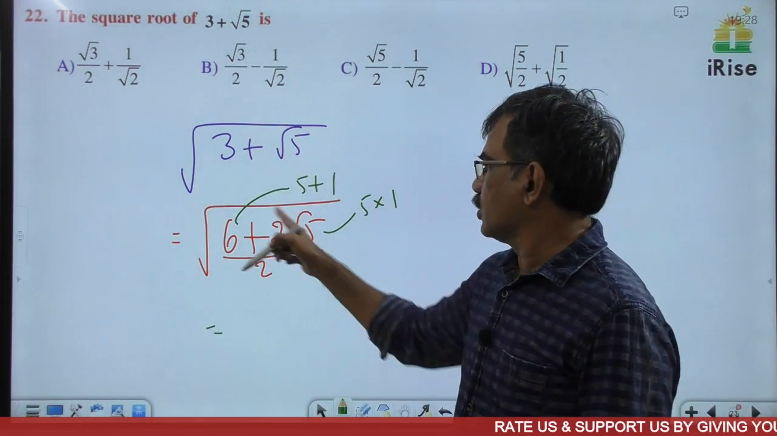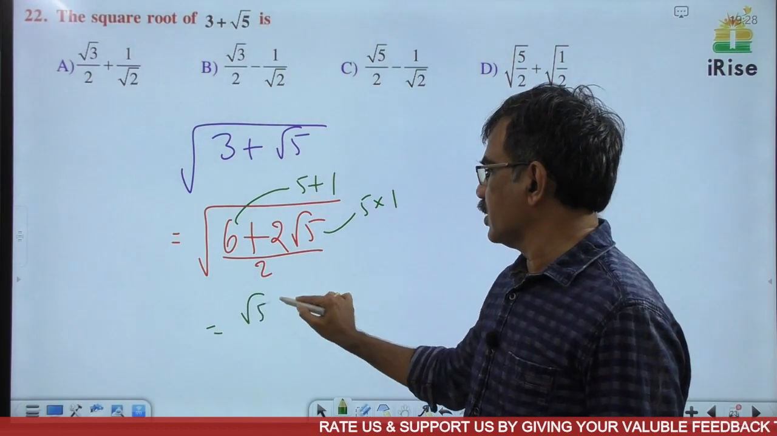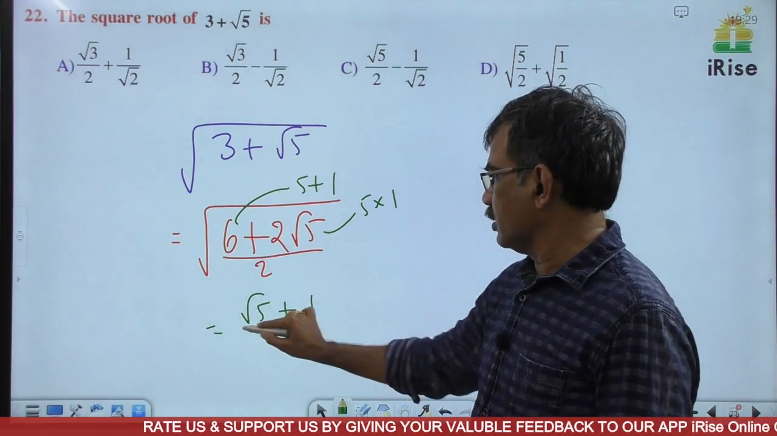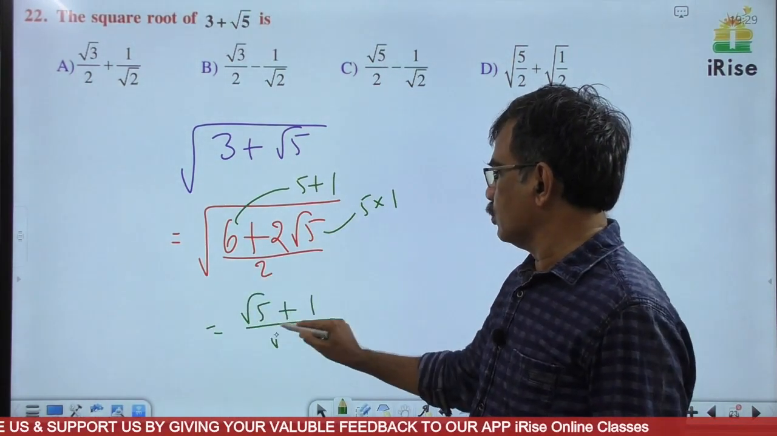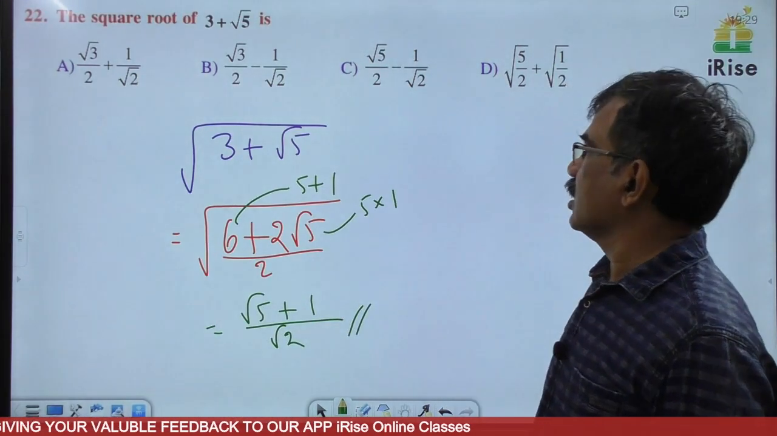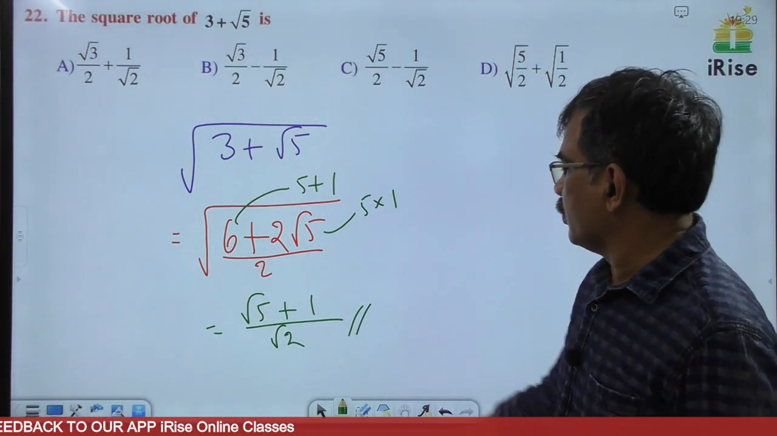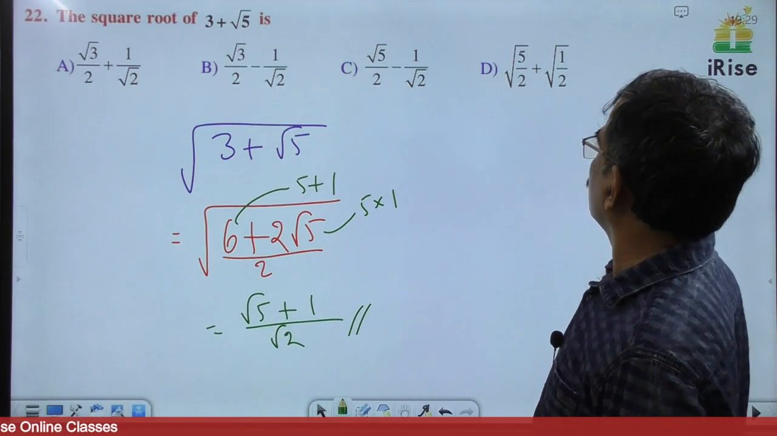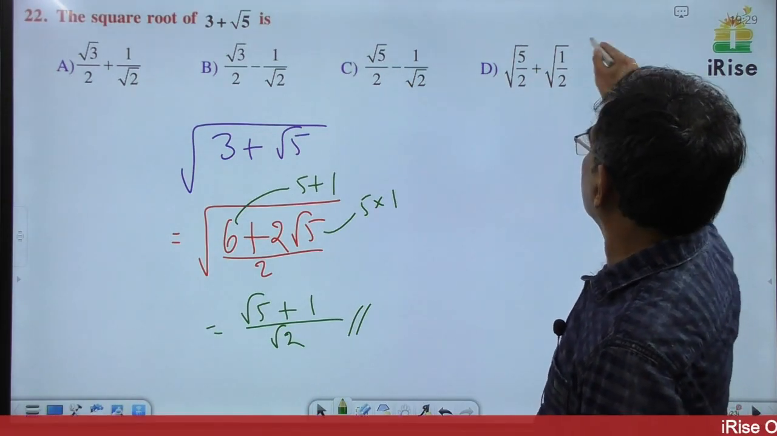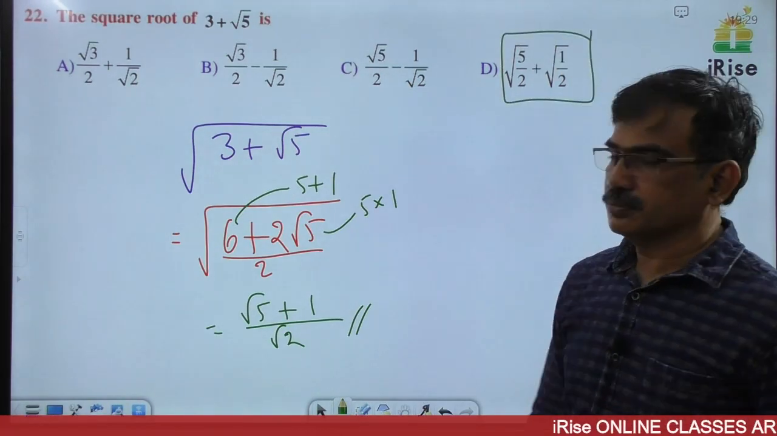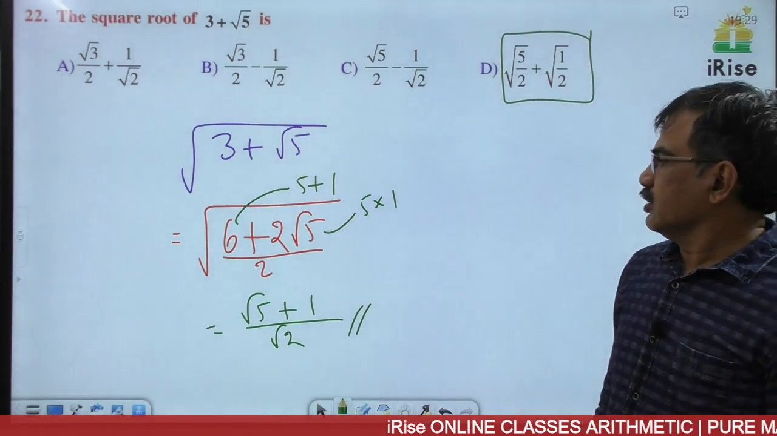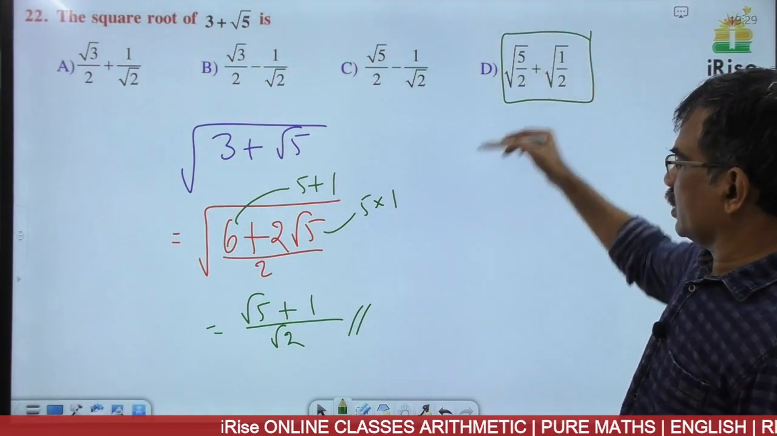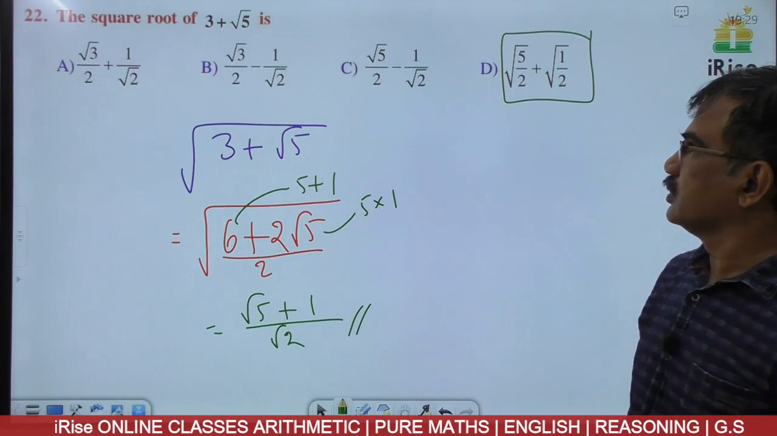Therefore, what is the square root of the numerator? This is root 5 plus root 1, nothing but 1, by root of 2, root 2. This is the answer. Check the options please. Root 5 by root 2 plus 1 by root 2. Answer is this one. Okay, root of 5 by 2 plus 1 by root 2.